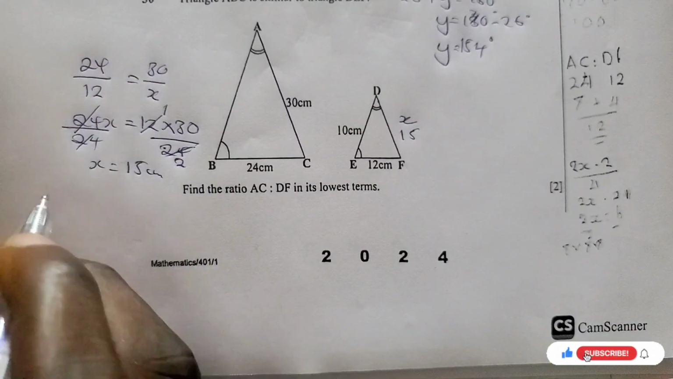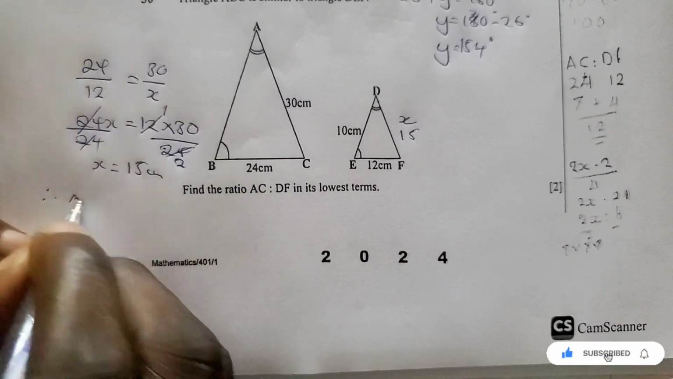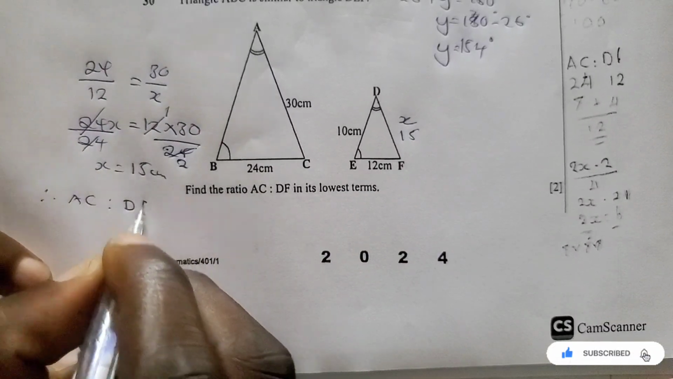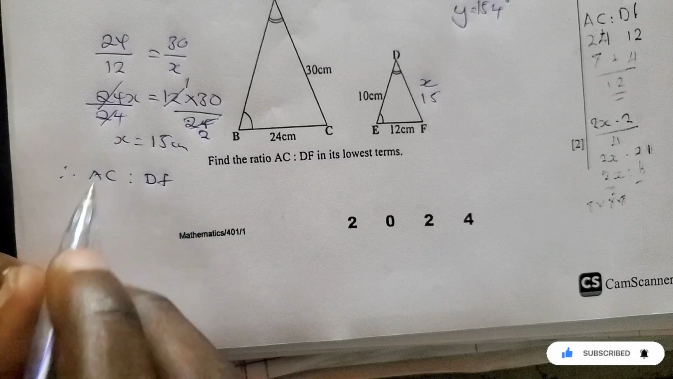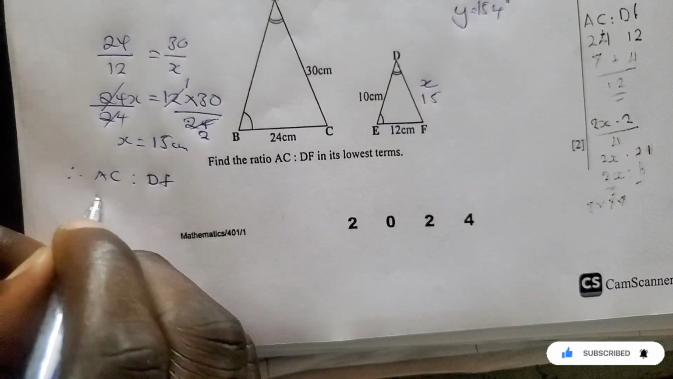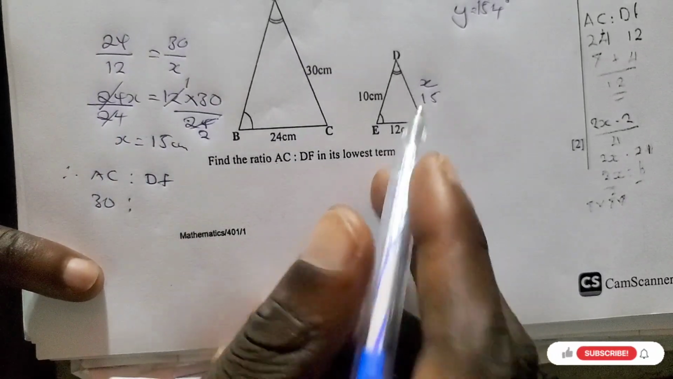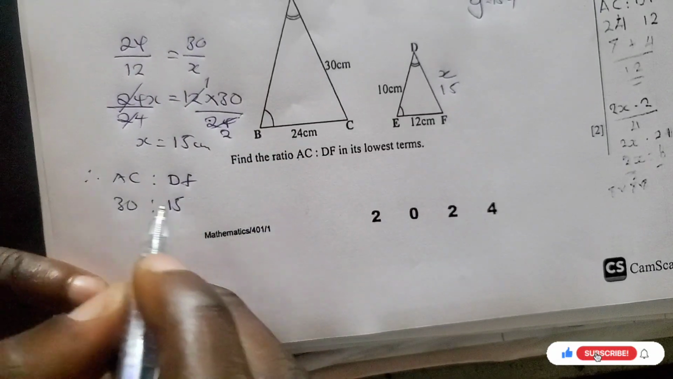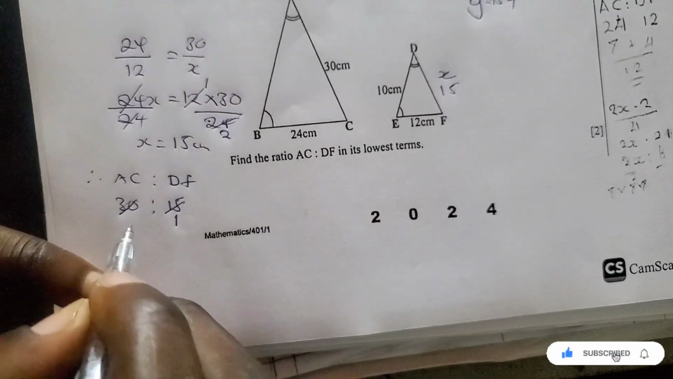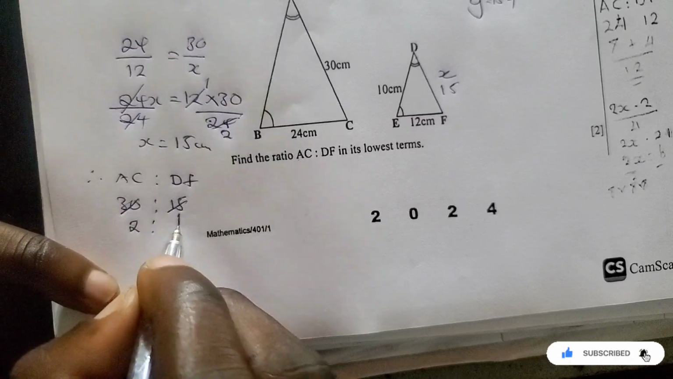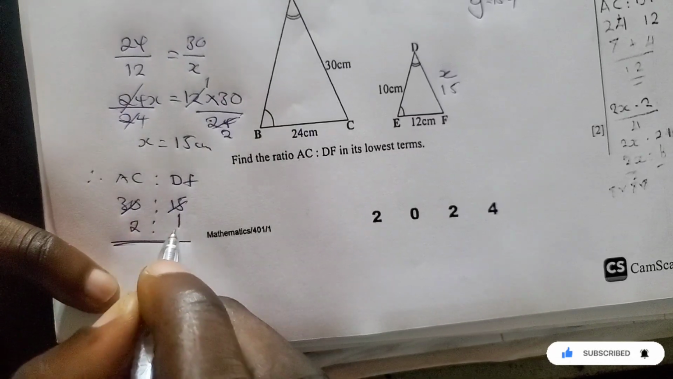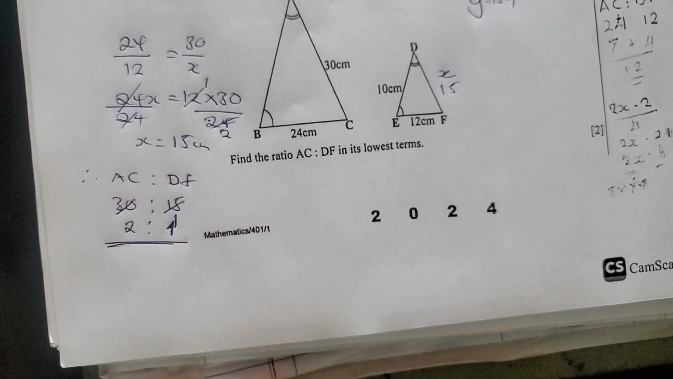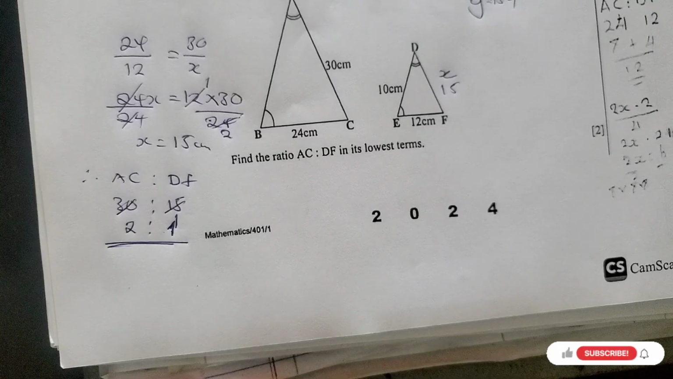So here it is 15. So the ratio AC to DF is going to be, look at AC. AC is 30. DF, we found 15. So in its lowest terms, 15 into 15 is 1, 15 into 30 is 2. So in its lowest terms it is 2 to 1. This is very, very simple.